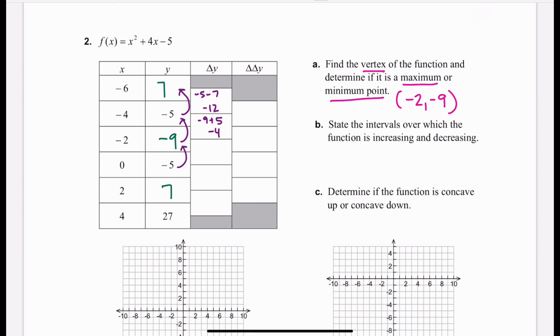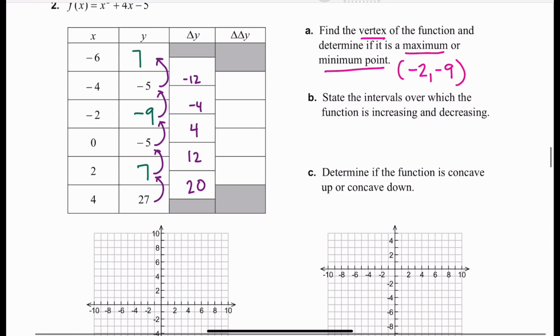-5 minus a -9 is 9 minus 5, which is +4. 7 minus a -5 is 7 plus 5, which is 12. And 27 minus 7 is 20. So, let's find the second change.